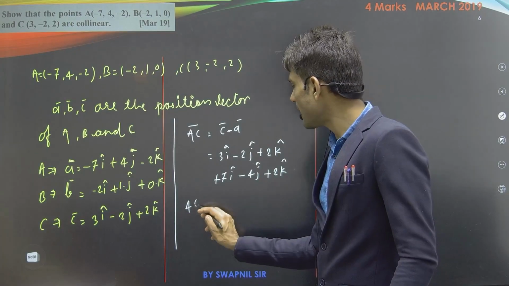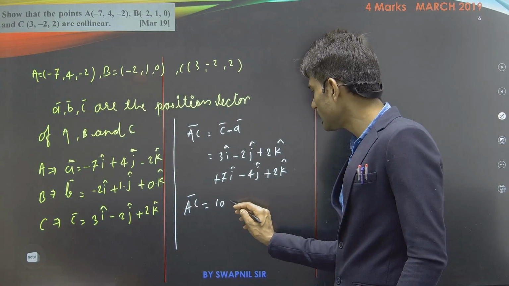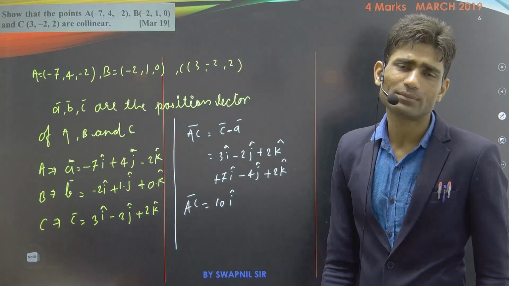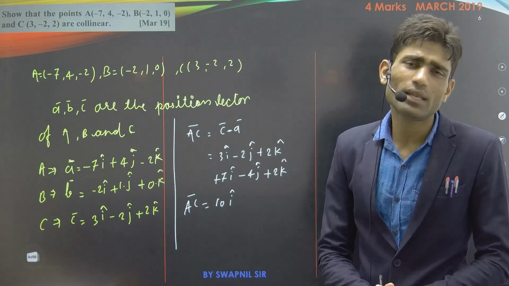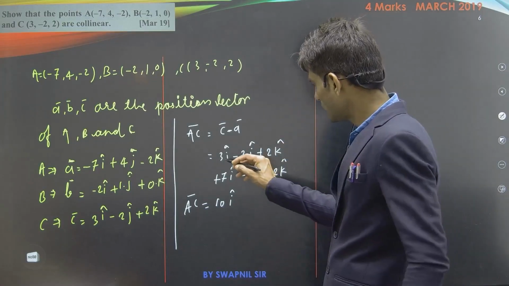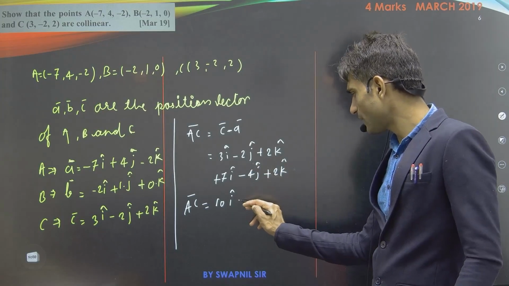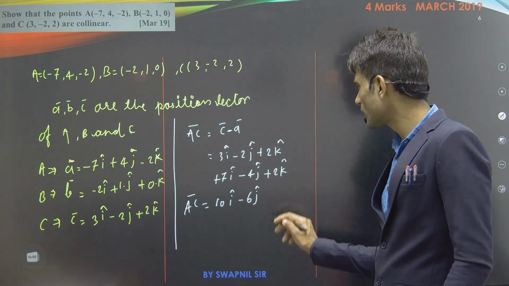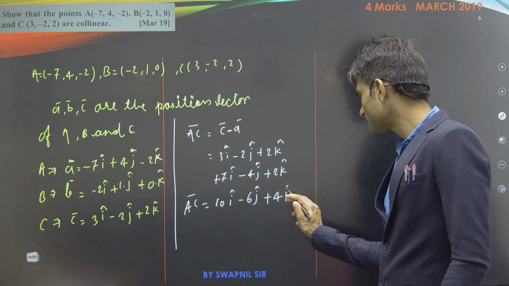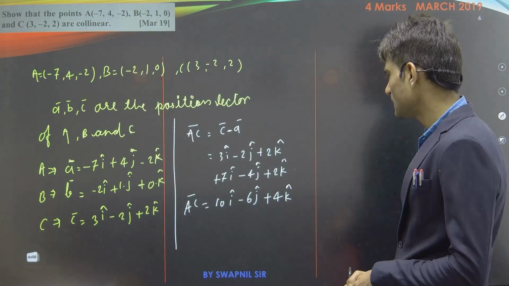So AC bar can be written as 3i cap plus 7i cap, which is 10 times I cap. What I am doing here is just adding the similar variable coefficients. Minus 2j cap minus 4j cap gives minus 6 times j cap, plus 2k cap plus 2k cap, we can write 4 times k cap. So I have written AC bar is equal to 10 I cap minus 6 J cap plus 4 times K cap.